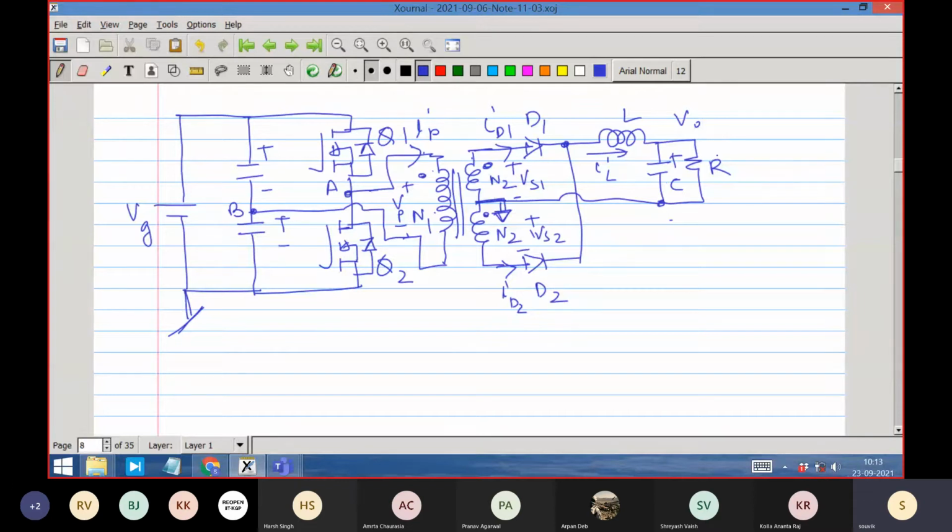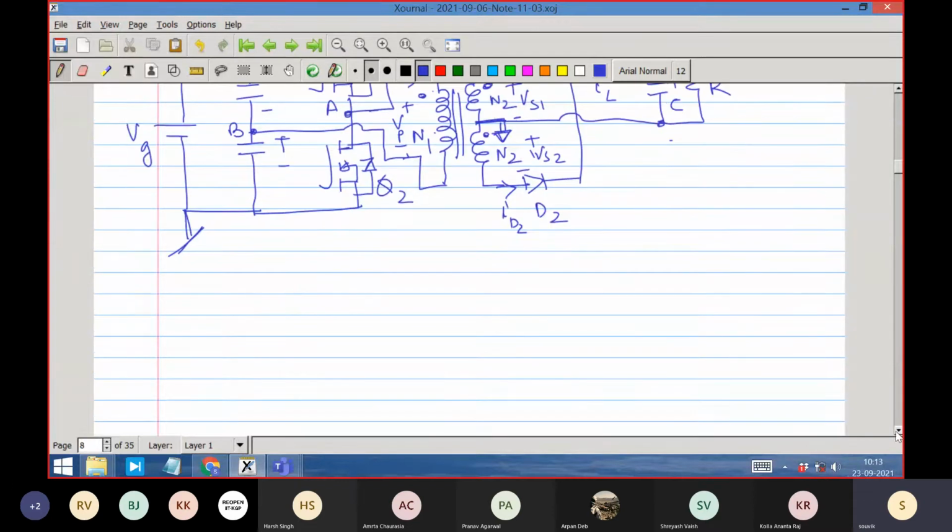So let's see how it works if the switching pulses are like this. Let me draw the switching pulses now. So this is the switching pulse. First I divide it into 2 equal halves. So I now do this.